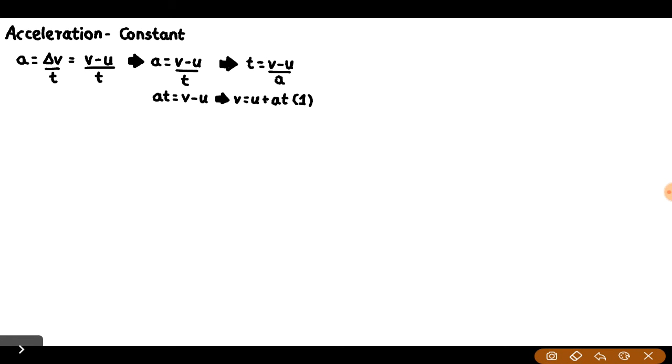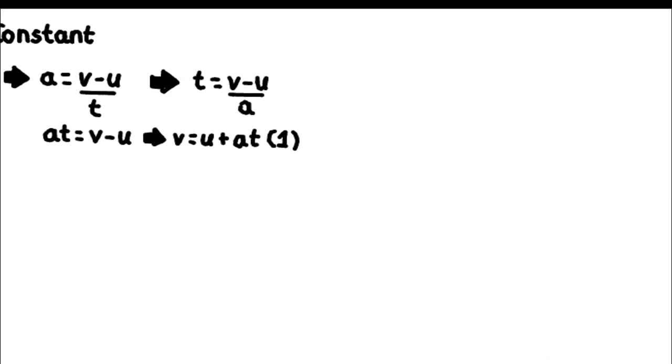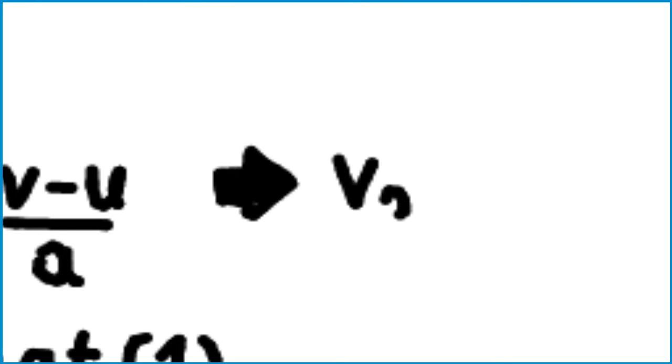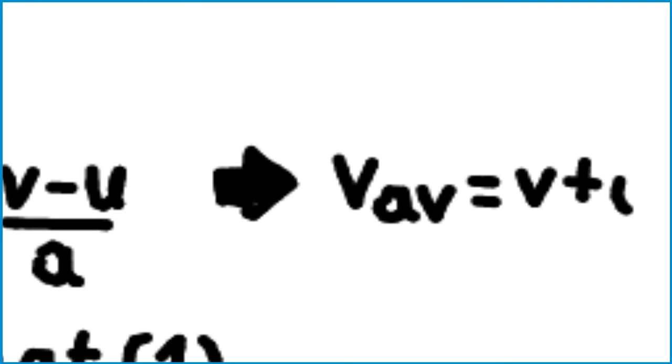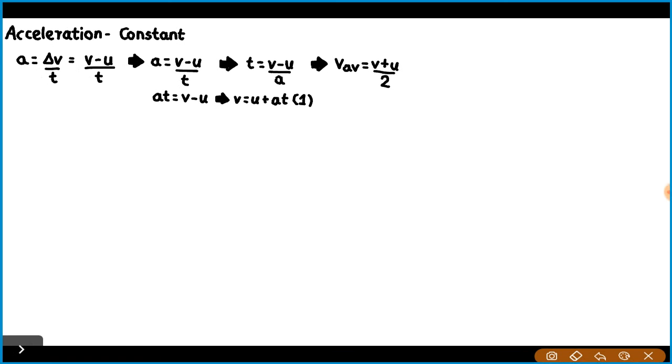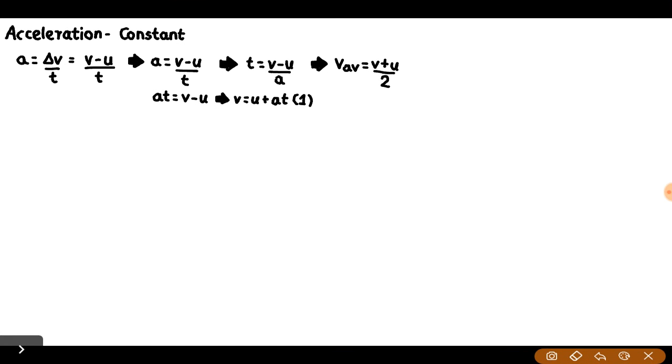What about average velocity, if we're going to calculate it? If you are asked to calculate average velocity, use average velocity equals v plus u over 2. This is the major thing we are going to check, why we use this kind of formula with constant acceleration.